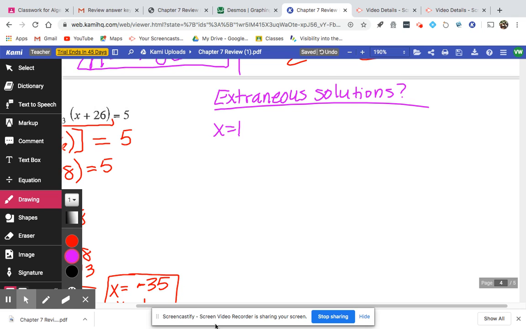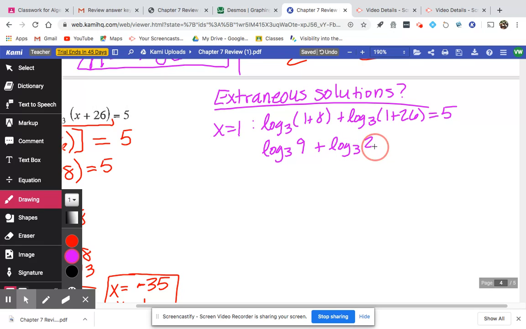Now, I'm going to plug 1 into my original equation. So I've got log base 3 of (1 + 8) plus log base 3 of (1 + 26). All of that's supposed to be equal to 5. 1 plus 8 is 9, and 1 plus 26 is 27. So we got log base 3 of 9 plus log base 3 of 27 equals 5. You can use a calculator if you want. Log base 3 of 9 is 2. Log base 3 of 27 is 3. 2 plus 3 certainly does equal 5. So 1 works. 1 is not extraneous.